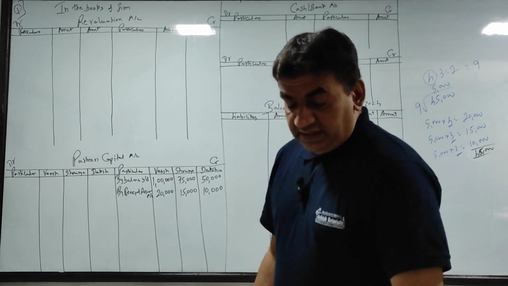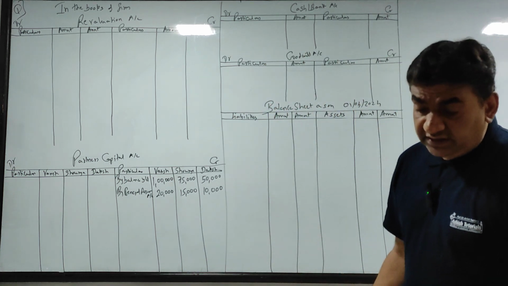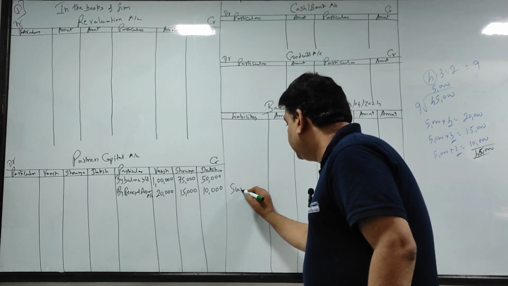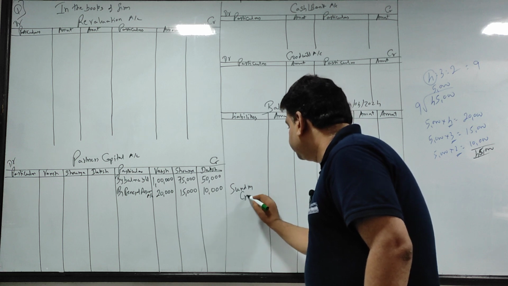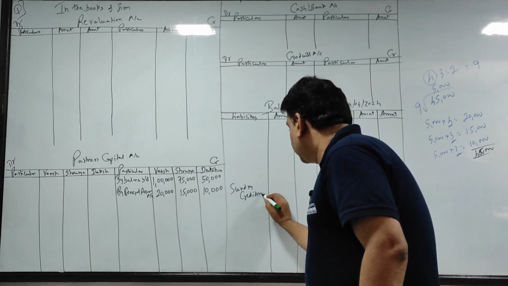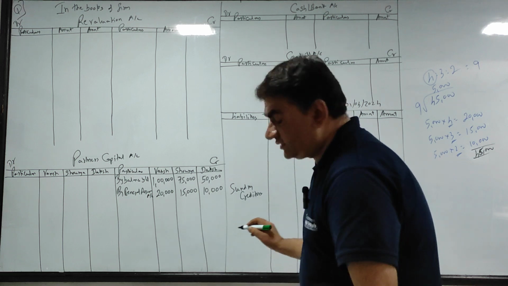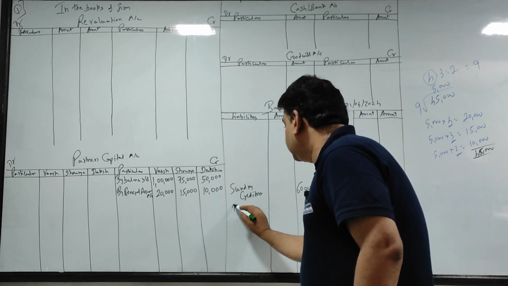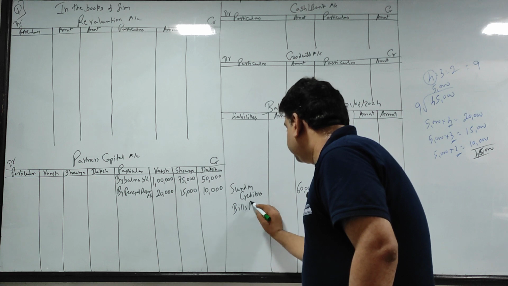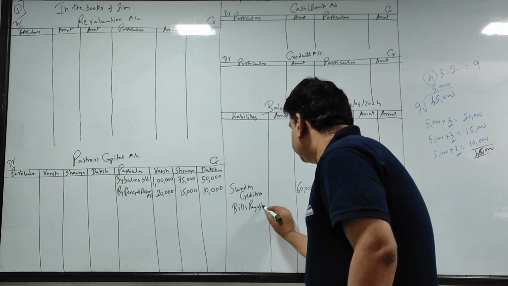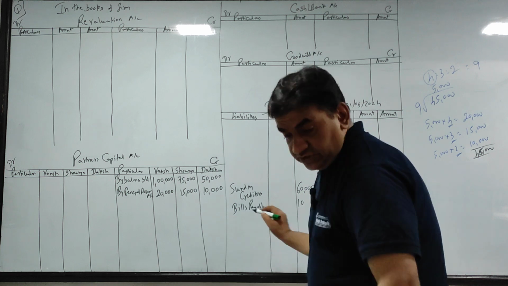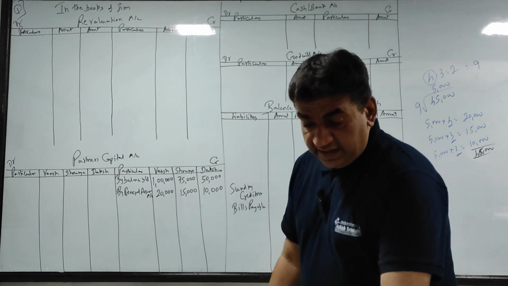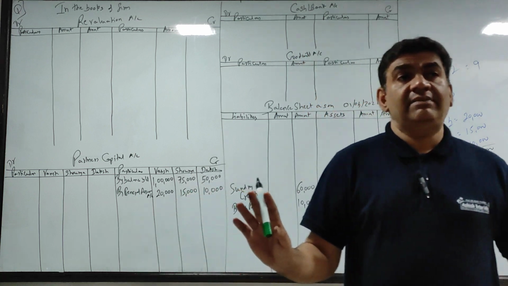Creditors, bills payable. There is no adjustment. So straight away we take them in the balance sheet. Leave 4-5 lines for capital. Sundry creditors 60,000. Bills payable 10,000. Okay. Done with the posting of liabilities.